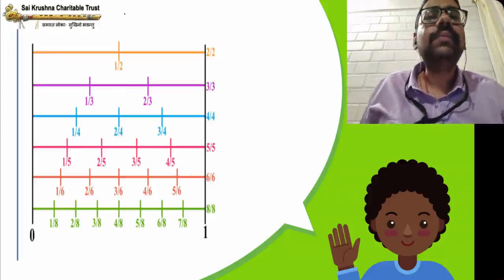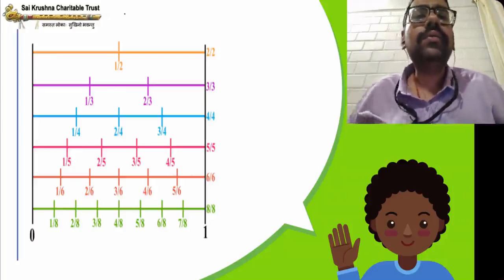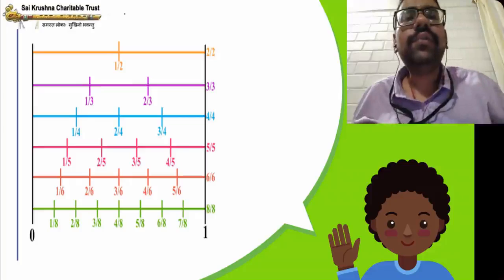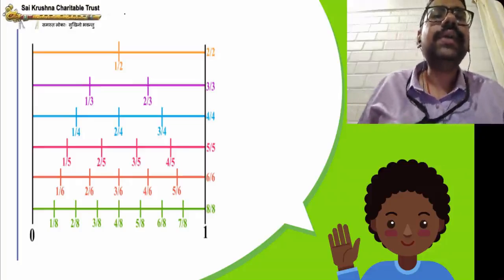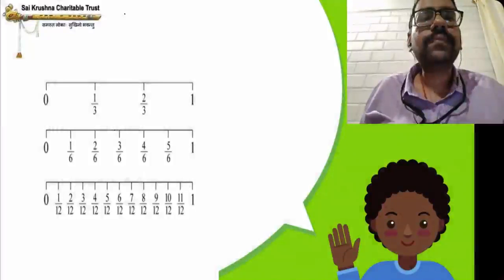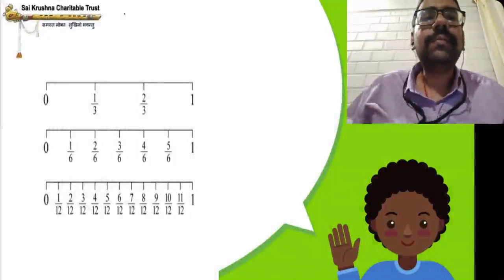After 0, which number comes? 1. 1 by 8. After 1, 2. 2 by 8. After 2, 3. 3 by 8. After 3, 4. 4 by 8. After 4, 5. 5 by 8. After 5, 6. 6 by 8. After 6, 7. 7 by 8.